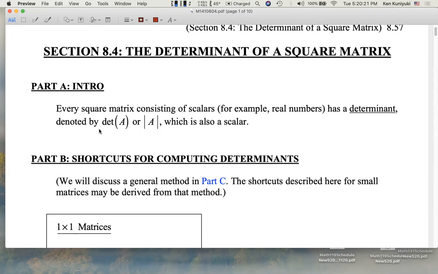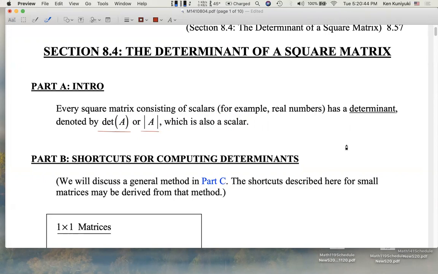And we can denote that by det of A, or A with the double bars around it. Again, the determinant is a scalar or a real number. Now, some people might confuse these with absolute value. It does not mean absolute value because, for example, determinants can be negative. So if you find this confusing, use det of A.